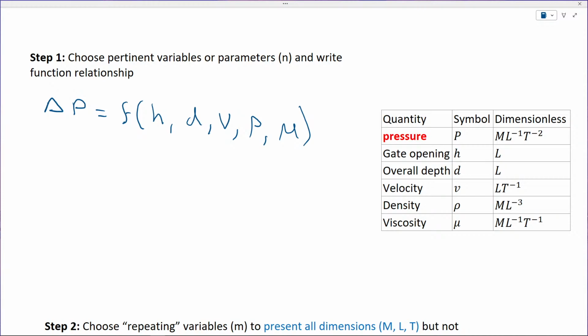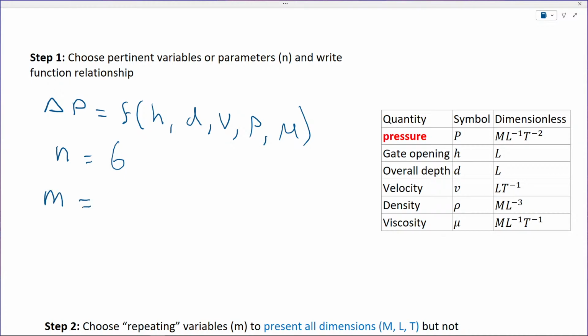So how many variables do we have? How many relevant variables do you have? Like n is equal to what? So n is equal to 1, 2, 3, 4, 5, 6. So n is equal to 6. How many independent dimensions do we have? So the m. Remember, m is the number of independent dimensions.